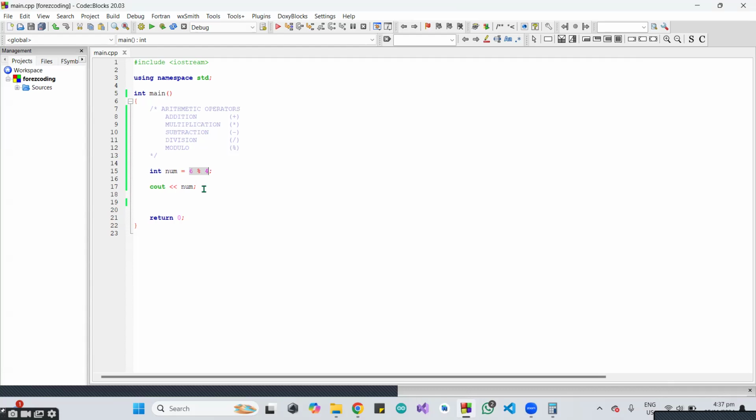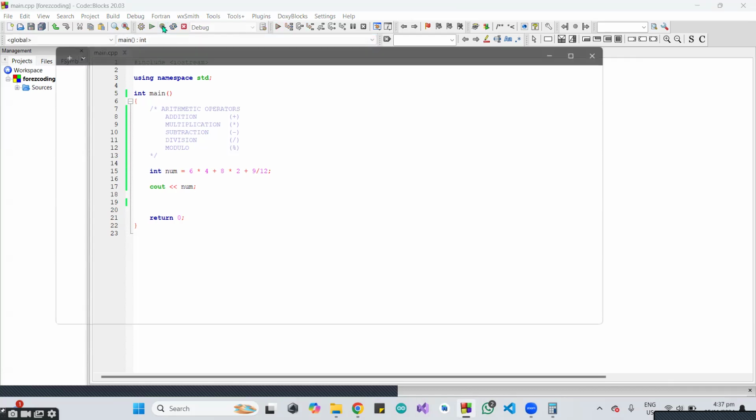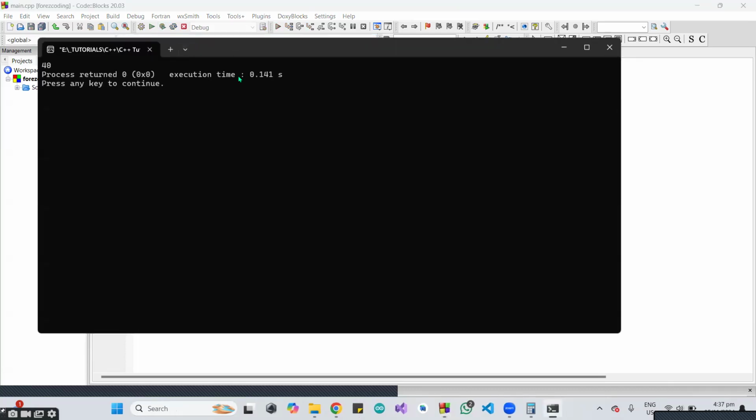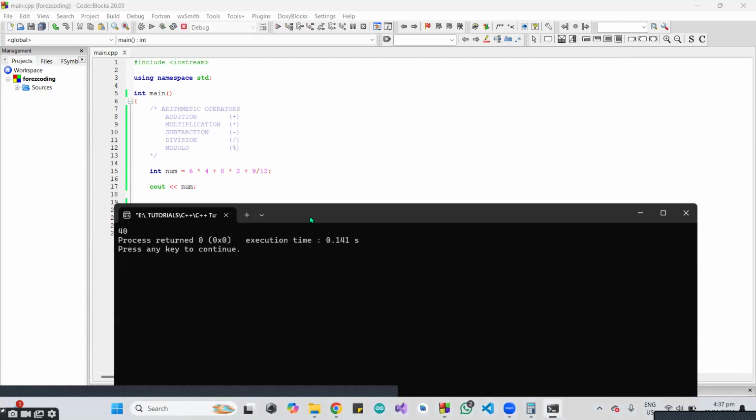Two values, all right? So what if we combine different numbers with different arithmetic operators? For example, we have here 6 times 4, and then we add it to 8 times 2, and then we also add it to 9 divided by 12. Okay, so we run this program, and then we got 40. So how do we get 40 out of those equations?